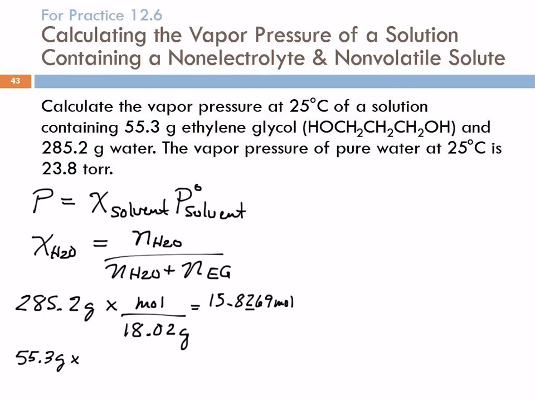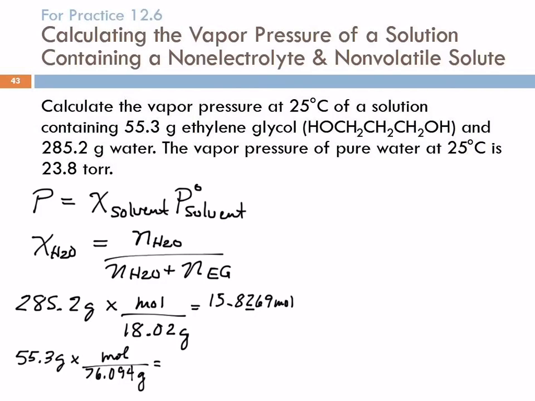And let's see, 1, 2, 3 carbons times 12.01 plus 2 oxygens times 16 plus 2, 4, 6, 8 hydrogens. 8 times 1.008. 76.094. Anybody else get that molar mass? Thanks.